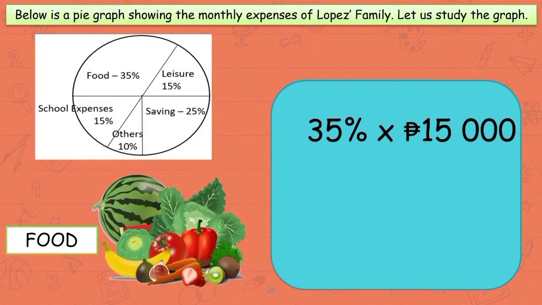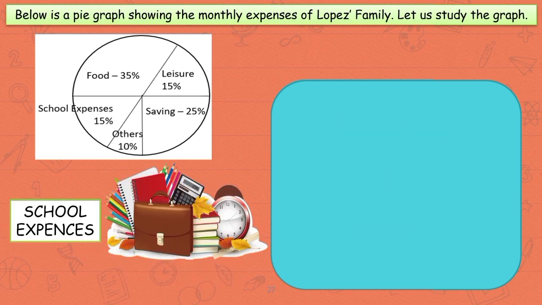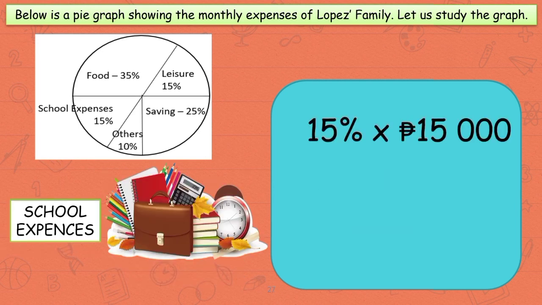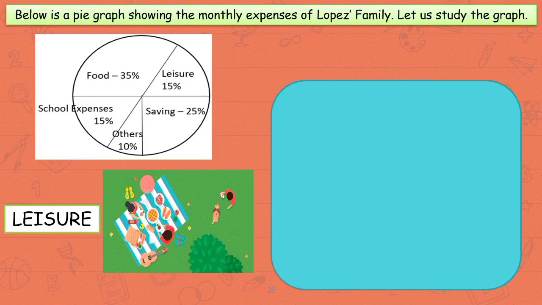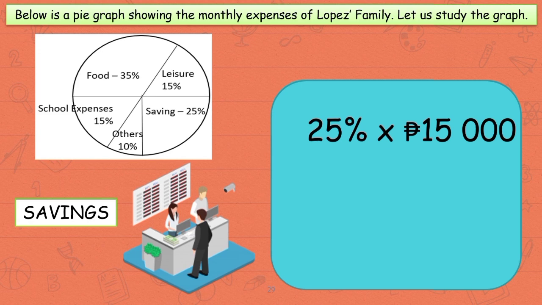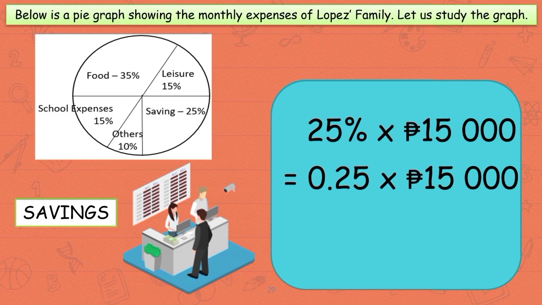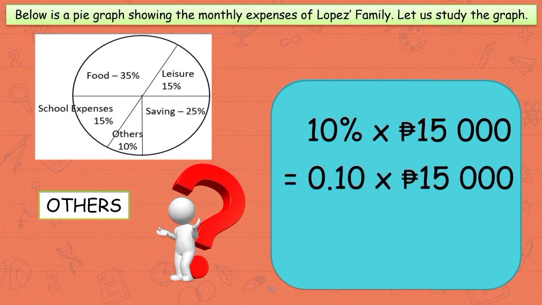Food. 35% times 15,000 pesos is equal to 0.35 times 15,000 pesos is equal to 5,250 pesos. School expenses. 15% times 15,000 pesos is equal to 0.15 times 15,000 pesos is equal to 2,250 pesos. Leisure is the same as school expenses. Savings. 25% times 15,000 pesos is equal to 0.25 times 15,000 pesos is equal to 3,750 pesos. Others. 10% times 15,000 pesos is equal to 0.10 times 15,000 pesos is equal to 1,500 pesos.